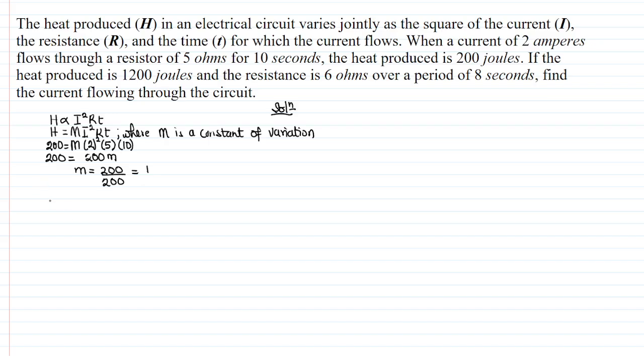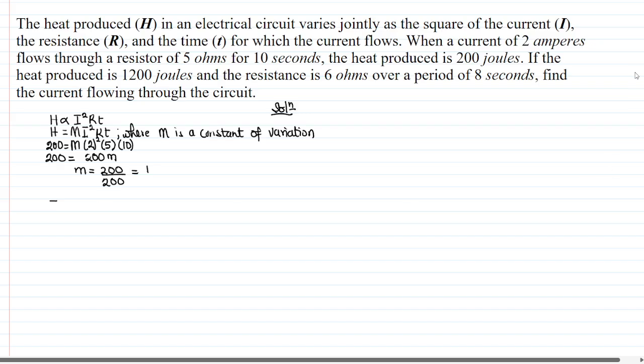We come back and represent this in our equation where we have H equals M I squared R T. Now we know M to be 1. So when we substitute 1, we're still going to have I squared R T. This becomes our equation connecting H, I, R, and T. Now we move on with the question.